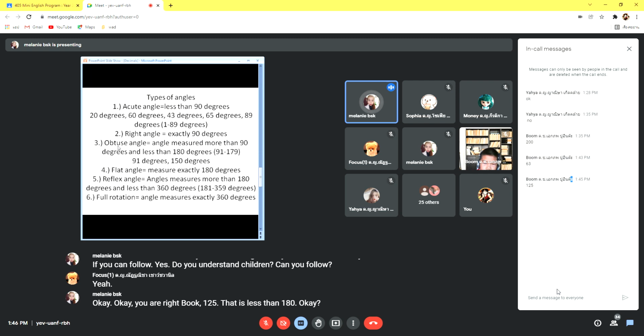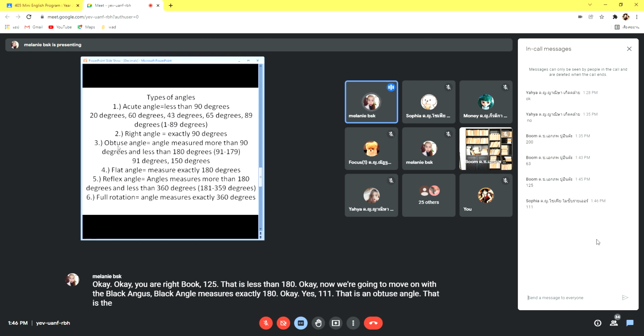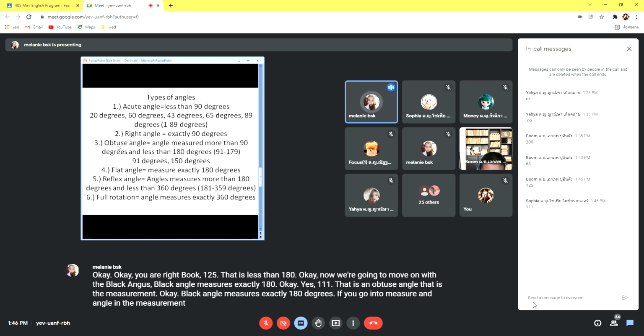Now we're going to move on with the flat angle. A flat angle measures exactly 180 degrees. Yes, 111, that is an obtuse angle. If you measure an angle and the measurement is 180 degrees, that is a flat angle.